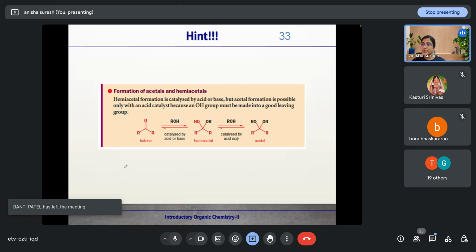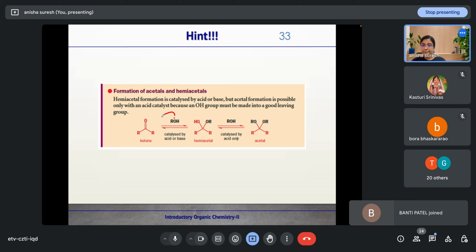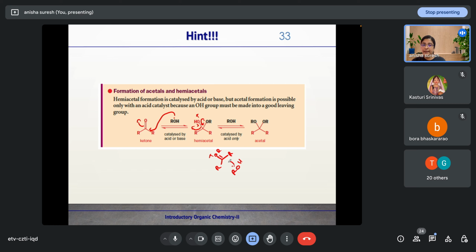We have seen the formation of hemiacetals in the previous question. So this is how acetal is formed. We are having a ketone, alcohol will add on to that like this. It will result in the formation of this hemiacetal. Then what will happen? OH2+ will be formed and this will be removed. So R=O R+, then ROH will be adding, and we will get this acetal.